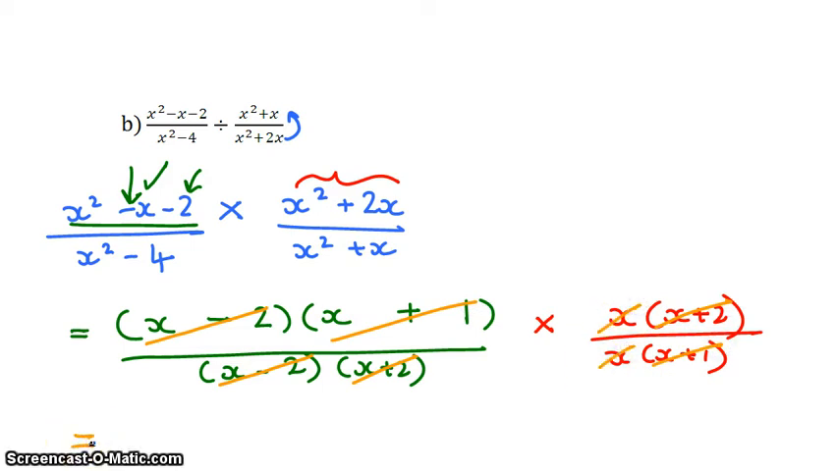So what's the answer? Well, let's think about it. When I'm cancelling, what I'm doing is I'm saying x minus 2 goes into x minus 2 once. X plus 2 goes into x plus 2 once. X plus 1 goes into x plus 1 once. And something divided by itself is 1. That's basically what's happening when I'm cancelling here. I'm saying something divided by itself is 1. So basically I landed with 1 times 1 times 1 times 1, which is 1.